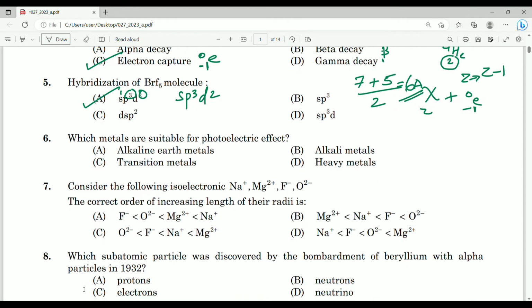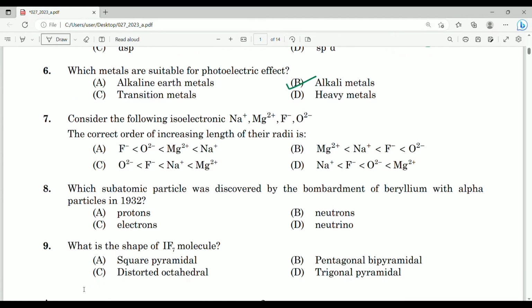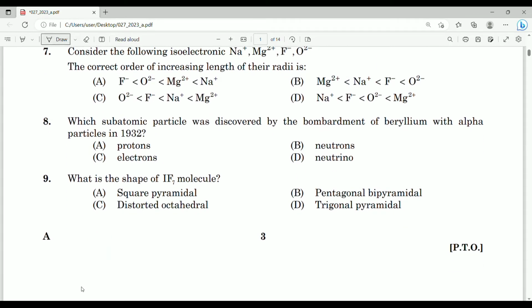Sixth question, which metals are suitable for photoelectric effect? Alkaline earth metals, alkali metals, transition metals, heavy metals. Answer is alkali metals. Consider the following isoelectronic species: Na+, Mg2+, F-, O2-. The correct order of increasing length of their radii is? So we have to find the ionic radii. You know anions have greater ionic radii than cations. So anion should have higher ionic radii.